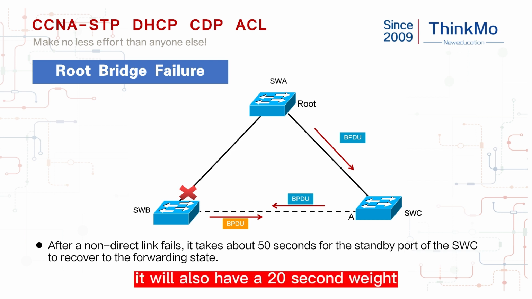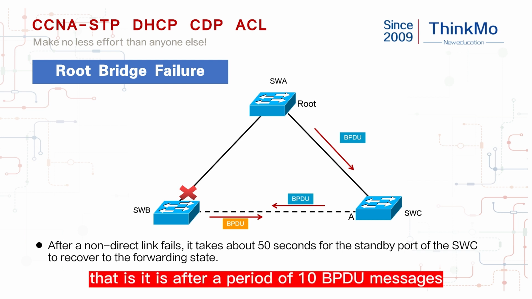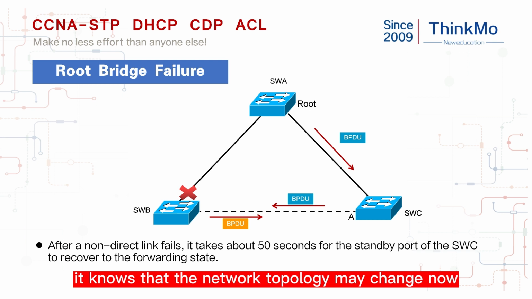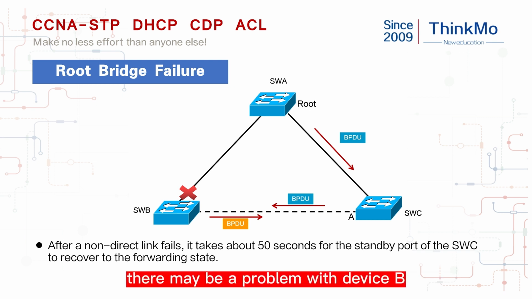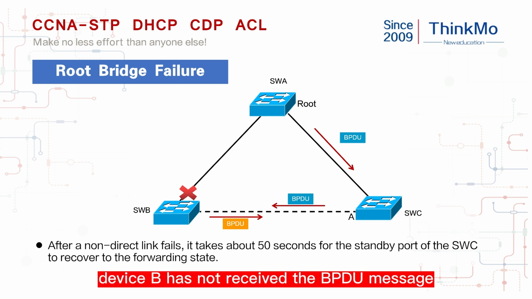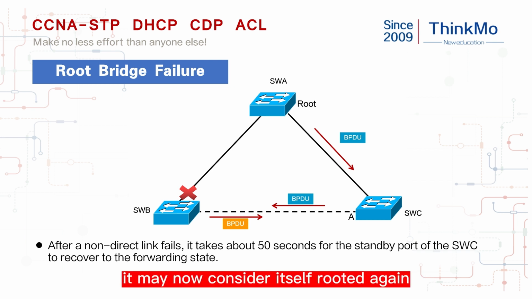Then device C cannot receive, and it will also have a 20-second wait, the same as max age. It is 20 seconds, that is, after a period of 10 BPDU messages with no more BPDUs received from this interface, it knows that the network topology may have changed. There may be a problem with device B. Device B has not received the BPDU message from device A for 20 seconds. It may now consider itself the root again.